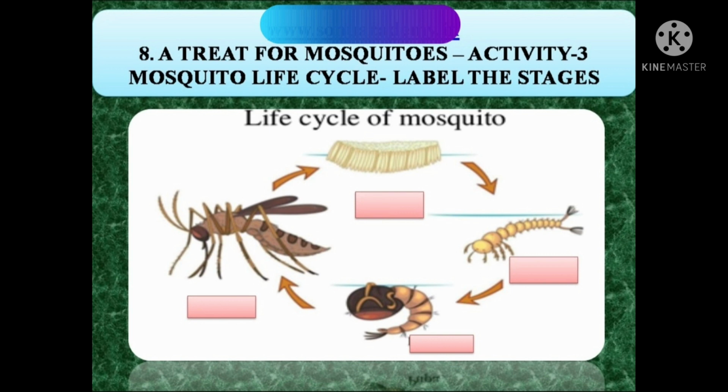It's time for the activity of the day. So today's activity is the mosquito's life cycle. You have to label the different stages of life cycle of a mosquito. You can do so by making this diagram in your copy or in other ways possible.